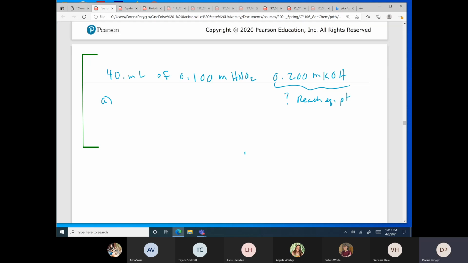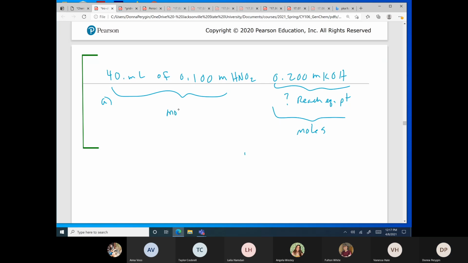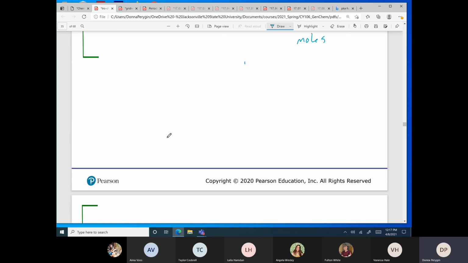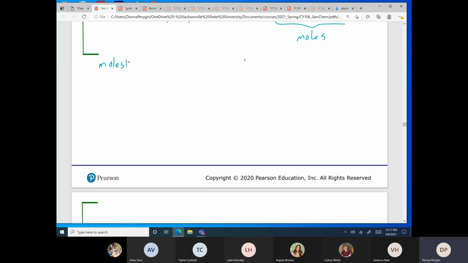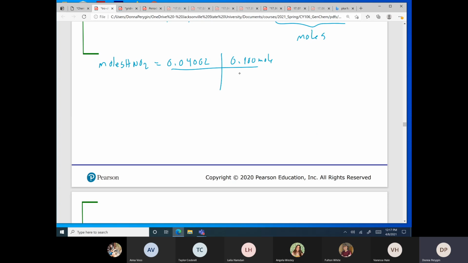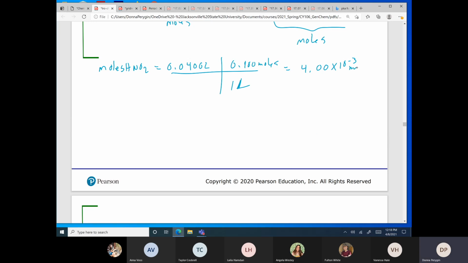The equivalence point is reached when the moles of this equals the moles of this. First we're going to calculate how many moles of HNO2 we're starting with, and then back calculate the amount of KOH. The moles of HNO2 is equal to 0.0400 liters times 0.100 moles per liter, which is equal to 4.00 times 10 to the minus third moles. We need that much KOH to reach the equivalence point.